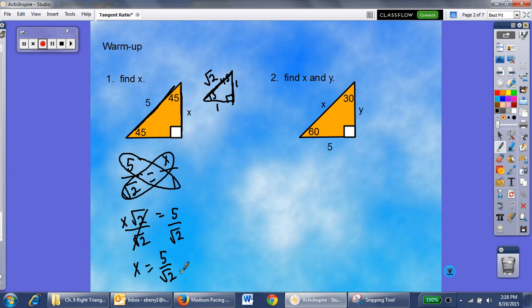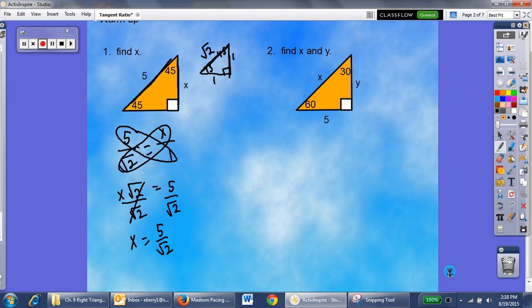We know from a long time ago that it's not okay to leave a square root or a radical on the denominator of a fraction. So to get rid of that, we multiply by square root 2 over square root 2, and we can multiply straight across. So that would be 5 square root 2 over 2. And this would be our final answer for x here.